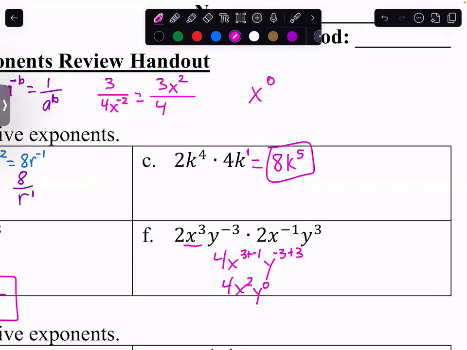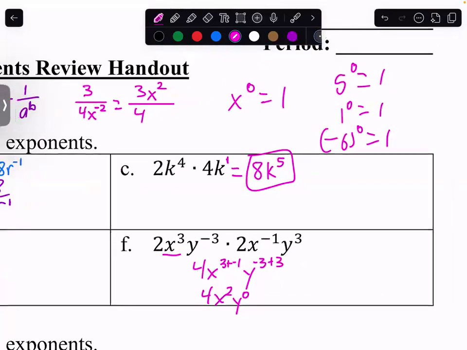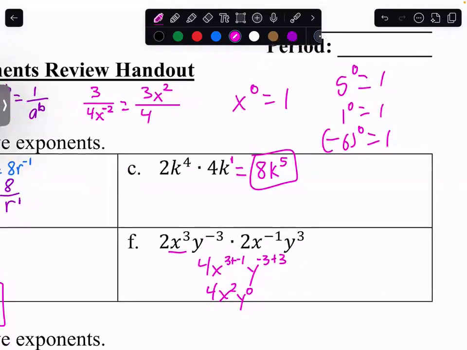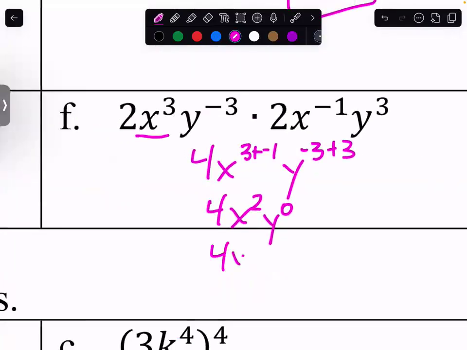I'll just use x. Whether it's 5 to the power of 0, 1 to the power of 0, -6 to the power of 0, any other number, besides 0 itself, it equals 1. 0 to the power of 0 is indeterminate. But in this case, y to the power of 0 is 1, and anything times 1 stays the same.